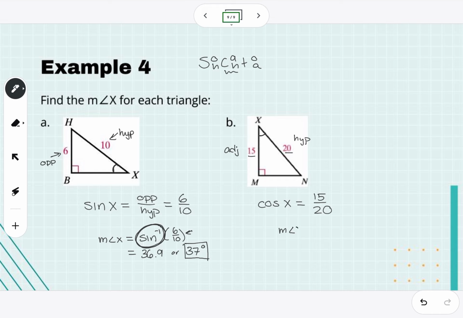To try to find the measure of angle x, then I would need to plug inverse cosine of 15 divided by 20 into my calculator. When you plug that into your calculator, you're going to get something about 41 degrees. Okay, so try it out. See how far we can get with this. If you can't figure out where those buttons on your calculator are, Google it, type in the type of calculator you have, and then where is inverse cosine, and try to find it. Do your very best. You all are pros with technology anyway. So I fully trust you can figure this out.